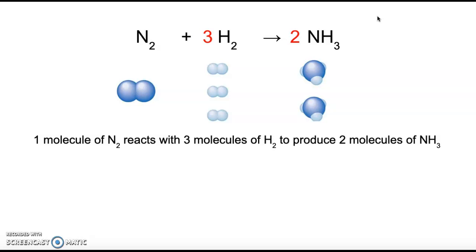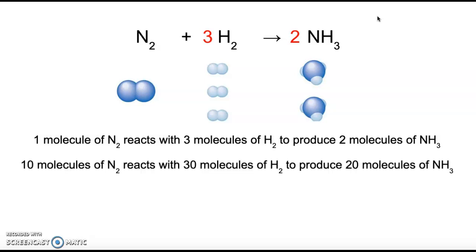Right? So if I had 10 molecules of nitrogen, that would react with 30 molecules of hydrogen to produce 20 molecules of ammonia, right? So no matter how much I start with, that ratio is going to stay the same, 1 to 3 to 2.